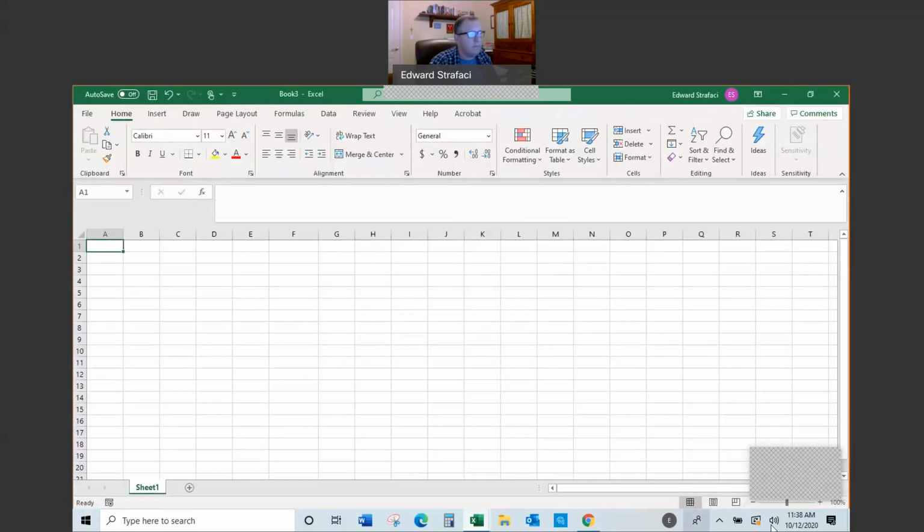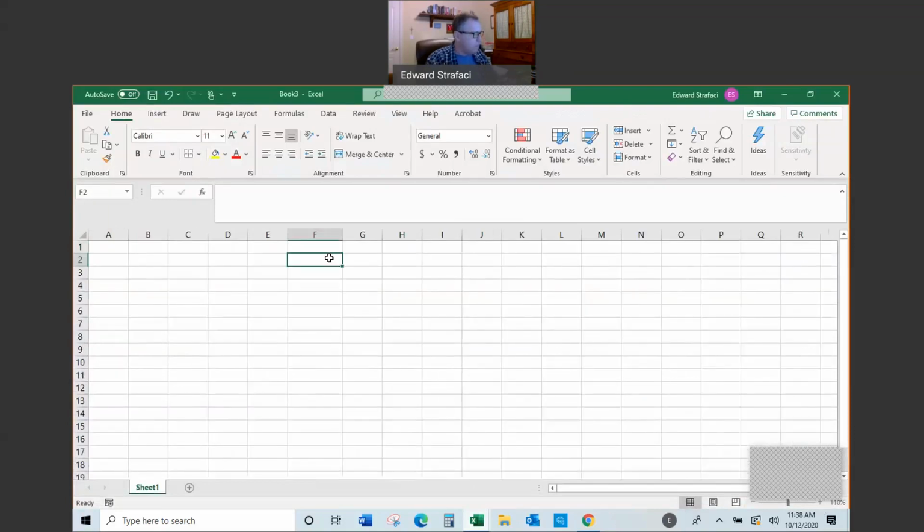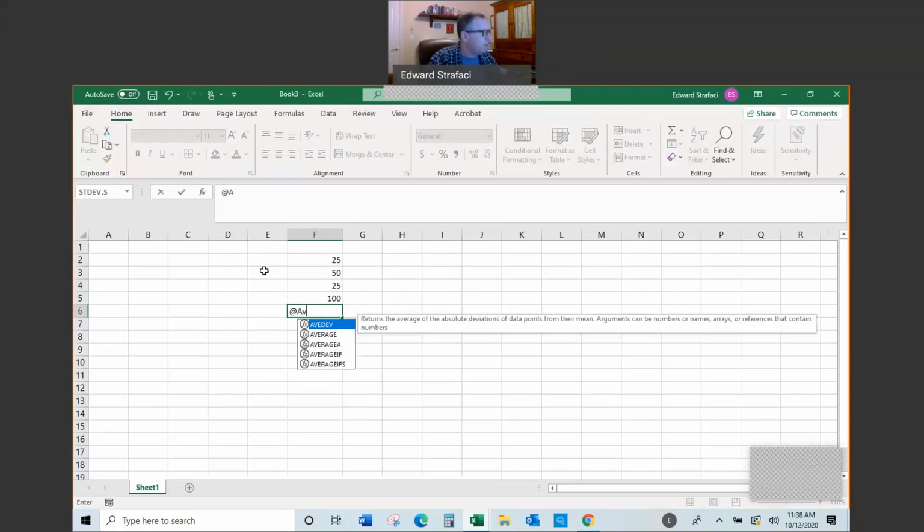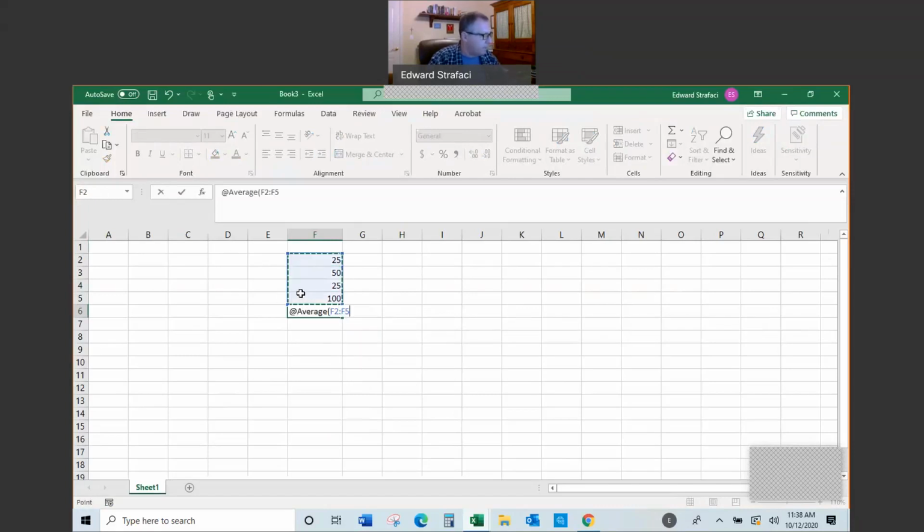I want to give you one more example of standard deviation because it's so important in terms of understanding risk. So I have two companies, and these are the earnings from the business. They make 25, 50, 25, and 100. So the average earnings over these four quarters, you can find by putting in an average. You can also find it from the formula bar. If you're not familiar with Excel, you will be by the end of this class. The average is 50. Total would be 200.